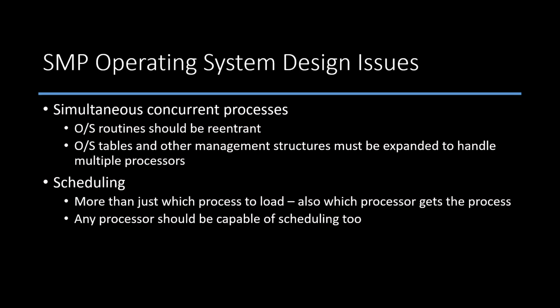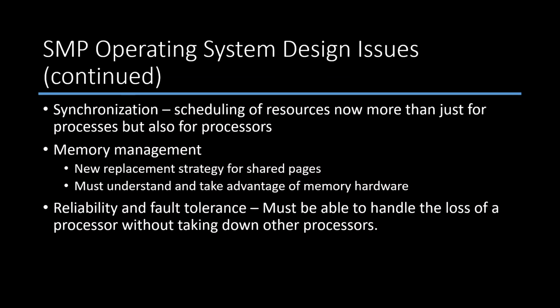In addition, whenever we've got multiple processors, we need to be able to have all of our tables, any of our queues, be able to also include which core the process is running on. So it is a lot more than just simply which processor we're going to execute at which point in time. It also is which processor it's being executed upon.